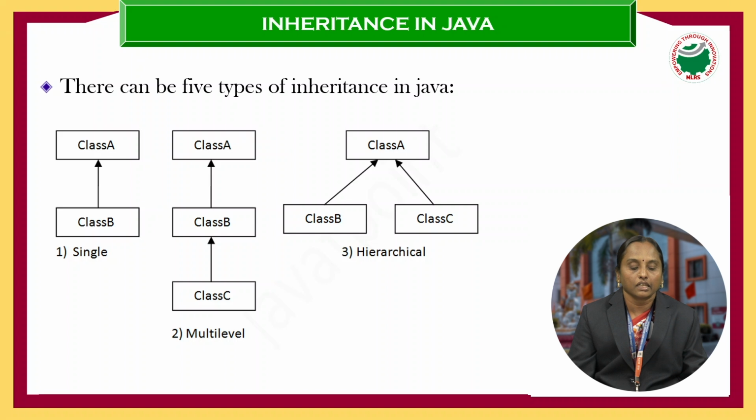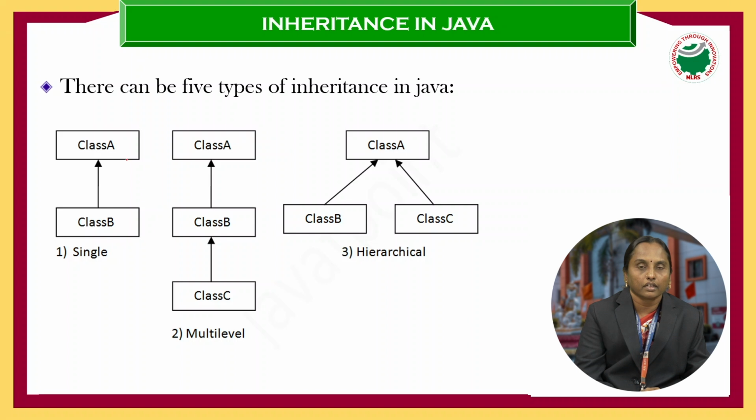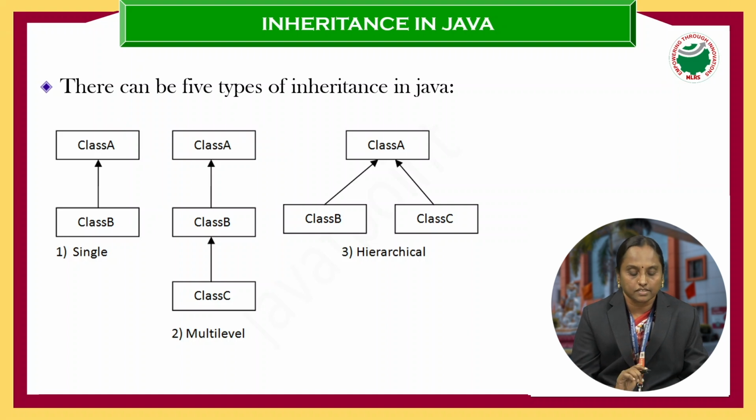First one is the single level inheritance. The name itself, single level, means we have only one level. That means we have only one base class and one derived class. So here class A, and class B extends from class A. In single level inheritance, we have only 2 classes. In multi-level inheritance, we have at least 3 classes.